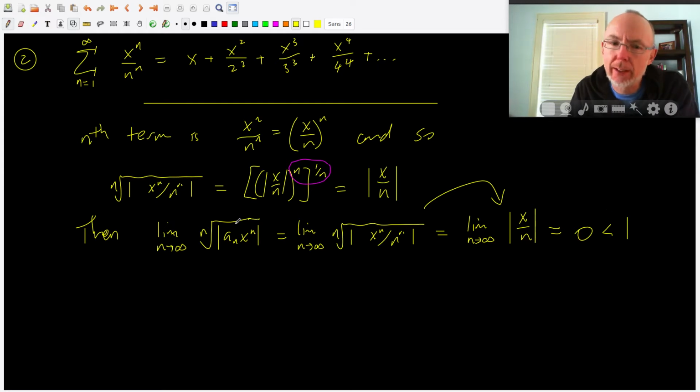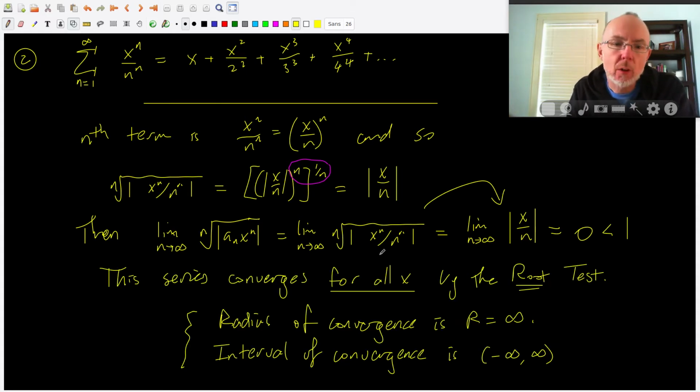And so just like the ratio test, the root test says as long as this limit is less than 1, the series converges. And so we have the same conclusions we had last time. The series converges for all x because it doesn't matter what value of x I'm using here, as long as the x is finite, right?